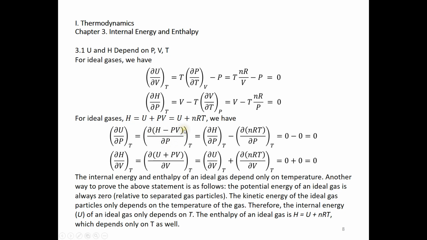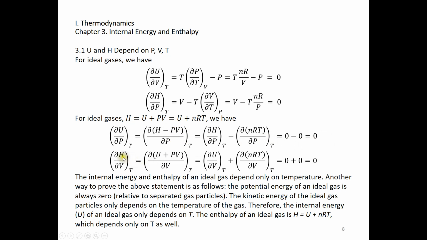Well, it's an ideal gas, right? So PV equals nRT. And temperature over here, look at the subscript. The temperature is held constant. Therefore, PV is a constant, and that's why this does not depend on pressure. So we get 0.